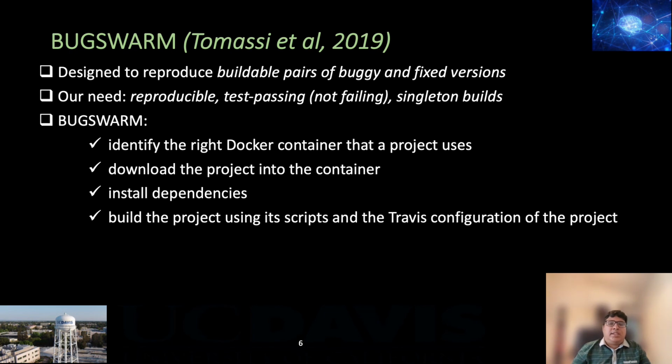This is the list of tasks that Bugswarm performs while building the project. Bugswarm identifies the right Docker container that the project uses, then it downloads the projects into the container. After downloading the projects, it installs the dependencies, which I think is the most difficult part of building a C project. And finally, Bugswarm builds the projects using a script and the Travis configuration of the project.